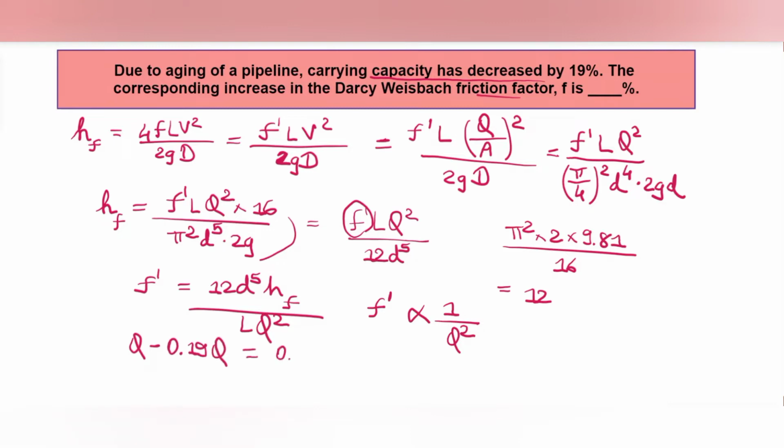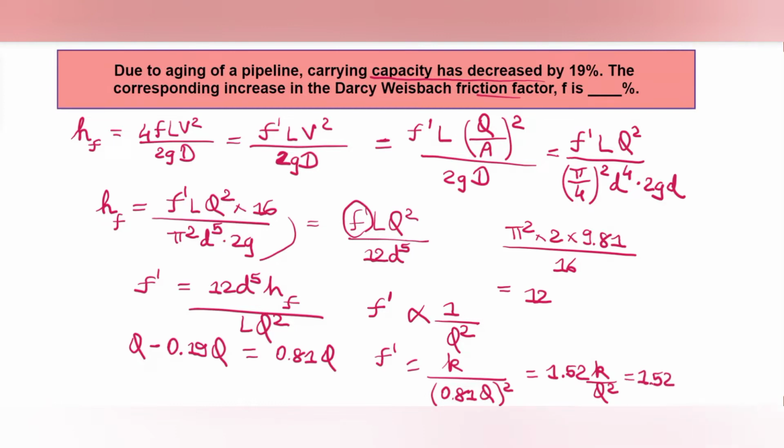As it is given to us that carrying capacity is decreased by 19%, it means that the initial carrying capacity was Q, which has reduced by 19%, which is 19 divided by 100 into Q. So it will be Q minus 0.19 Q, which is 0.81 Q. And this I'm writing here, F dash is equal to K upon 0.81 Q whole square. K is just a constant. And this comes out to be 1.52 K upon Q square.